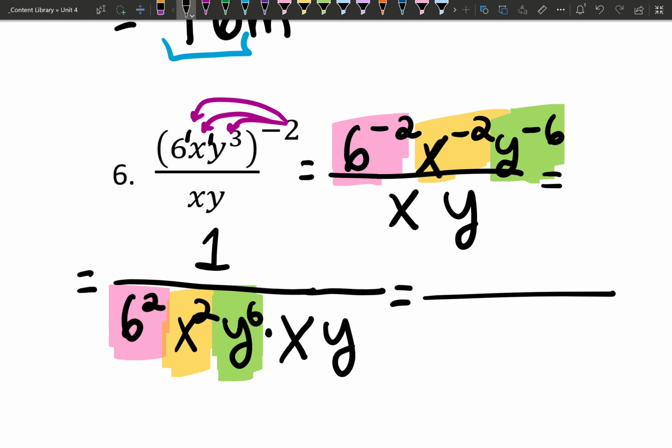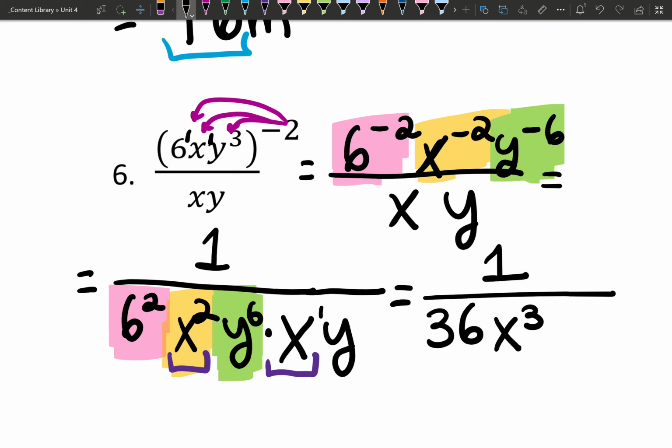We're going to simplify it just a little bit more. The 1 stays on top as is. 6 to the power of 2 is 36. And now let's add the exponents of similar bases. So I can do x squared times x, which is x to the third, because x has that invisible 1. I can also do y to the 6th times y. Remember, y has that little invisible 1, and we get y to the 7th. Fantastic.